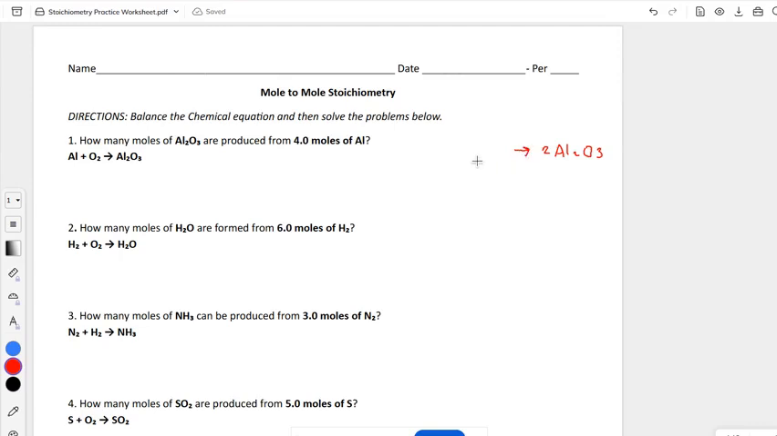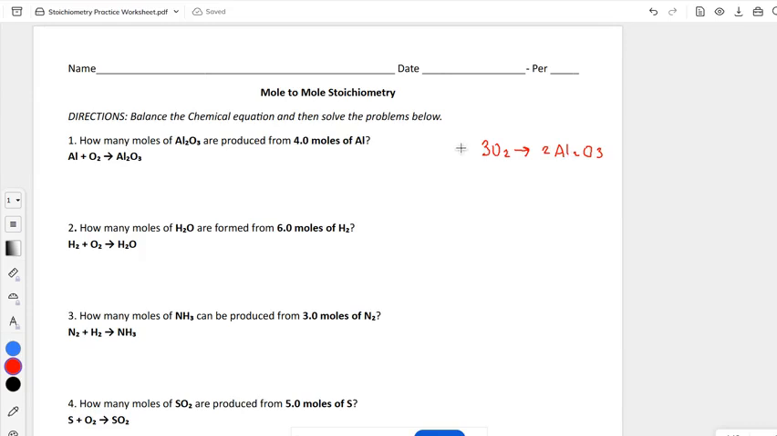Arrow. Now I've got O2. That's only 2, but I need 6 to be balanced. So 3O2, because now 3 times 2 is 6. Boom. Our oxygens are now balanced. 3 times 2 is 6, 2 times 3 is 6.